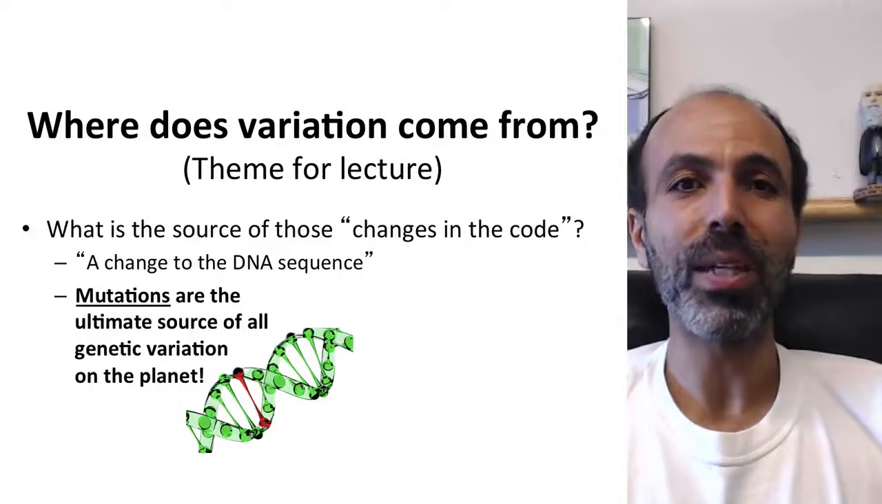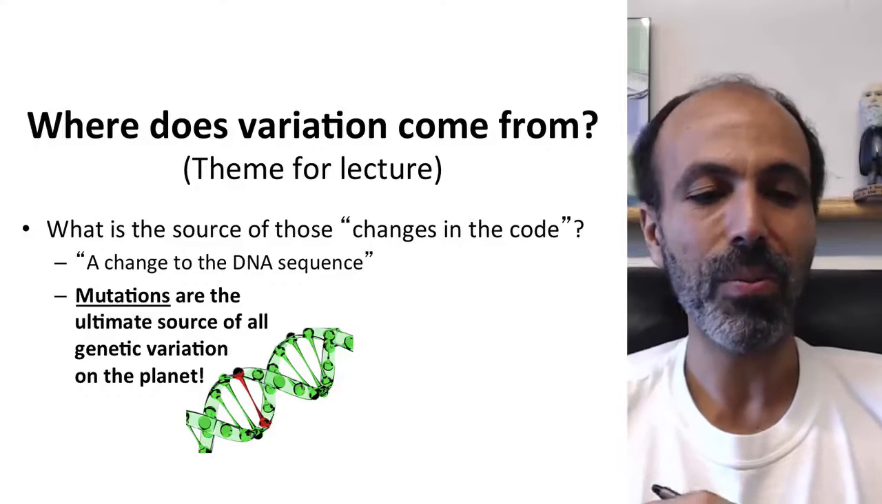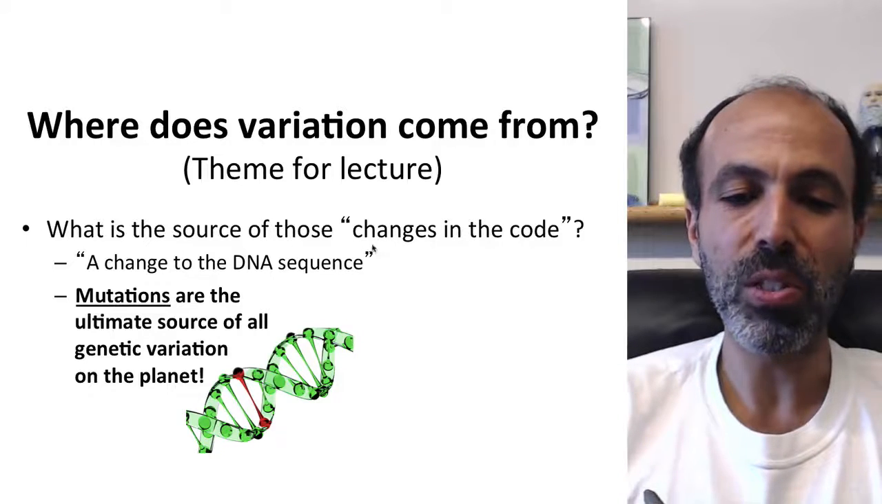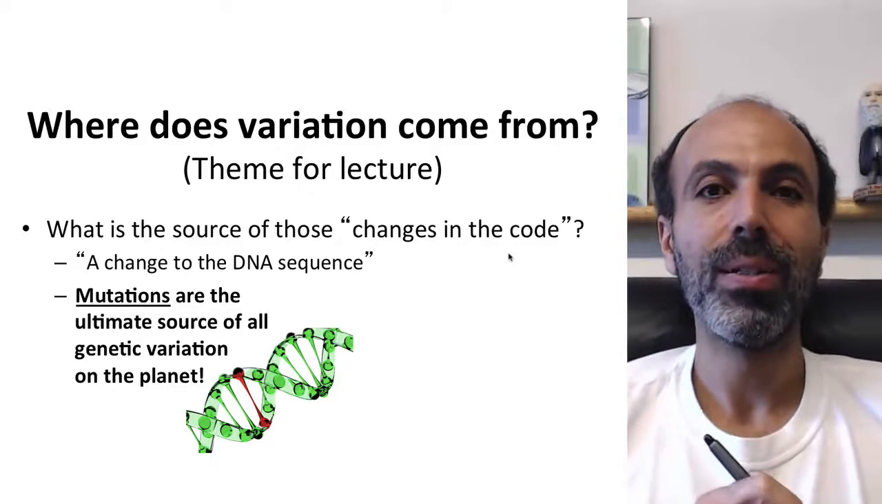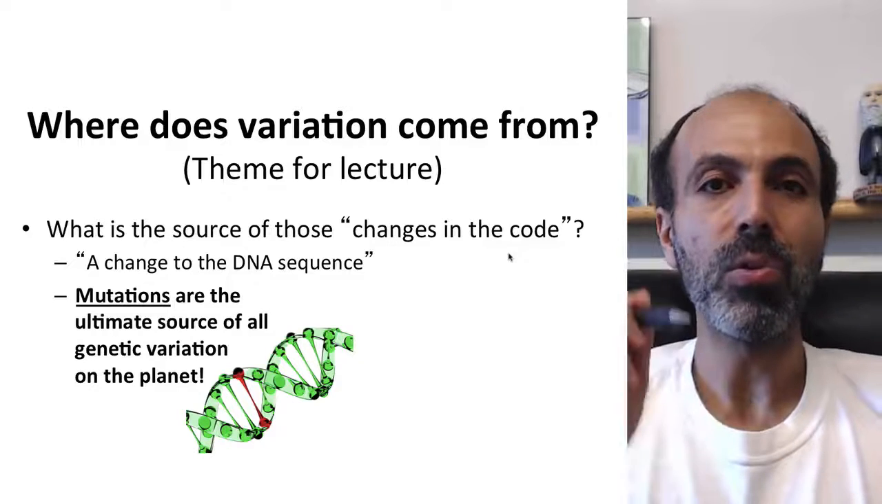So there obviously has been introduction of some sort of new variation into the diversity we see on the planet today. Now, where does this variation come from? Well, this is the theme for today's lecture. Where does this variation come from? Well, what is the source of these changes in the genetic code? Well, the answer is mutations.